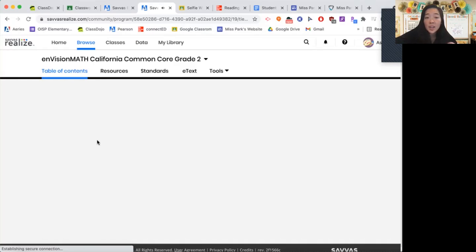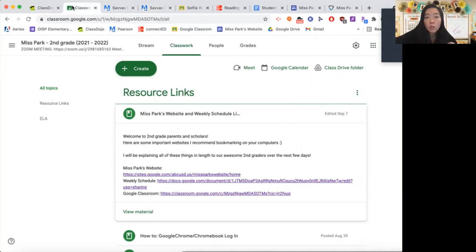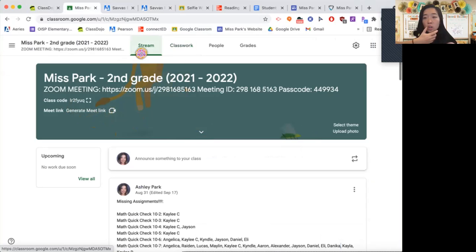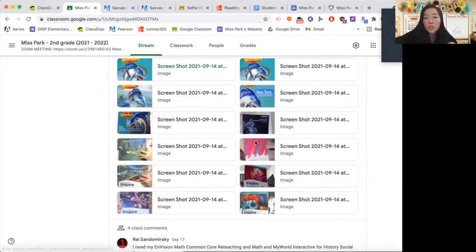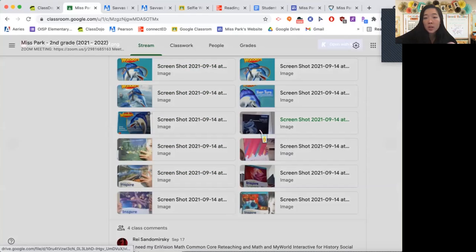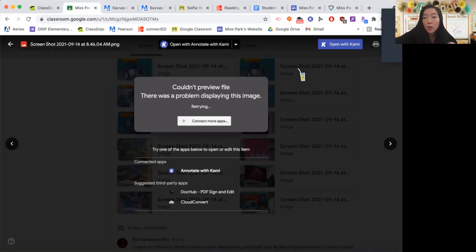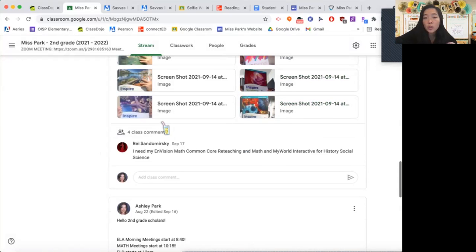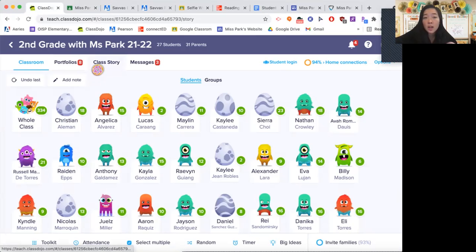All right, let's go ahead and take a quick peek at your reteaching and your practice pages. Now, as a reminder, in Google Classroom and in Class Dojo under Stream, if you scroll down, you're going to see all of the pictures of the books you need. So here's that math book that you are going to need. If you do not have this book, then you're going to comment down below, just like how Ray did, and tell me what book you're missing. You can also do it in Class Dojo.